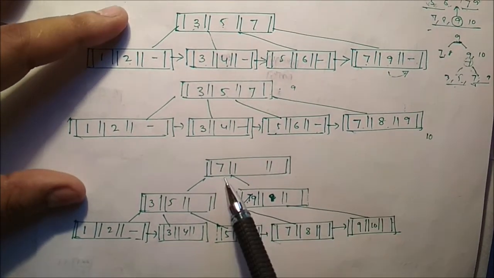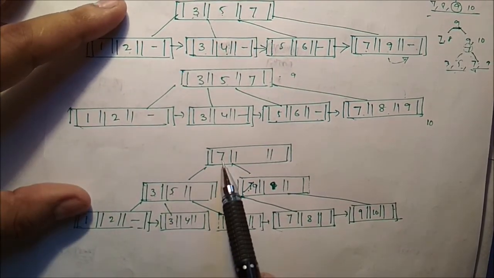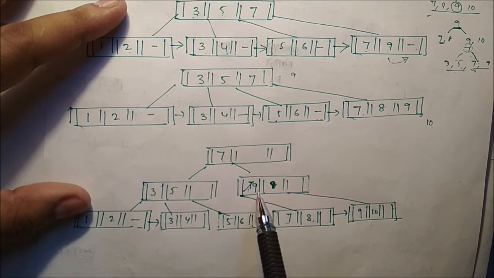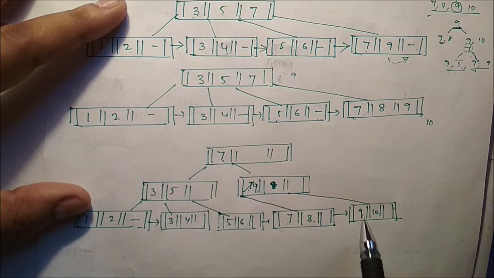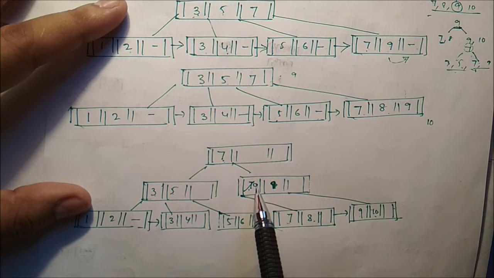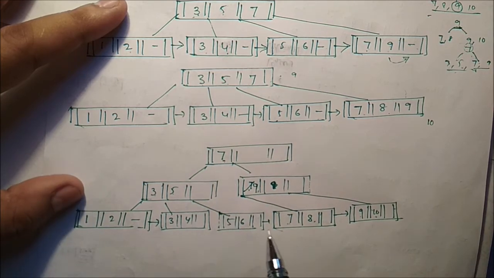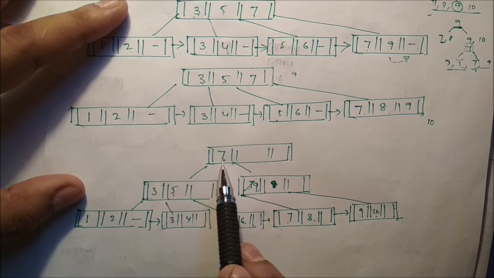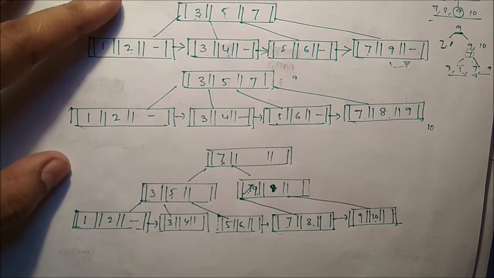So 7, now 3 and 5 less than 7, 9 is greater than 7, 7 and 8 is less than 9 but greater than equal to 7. 9 and 10 greater than 9, greater than 7. 9 and 10 greater than equal to 9, greater than equal to 7. Similarly 5 and 6 greater than equal to 5, okay, and less than 7. Are you getting this particular part?